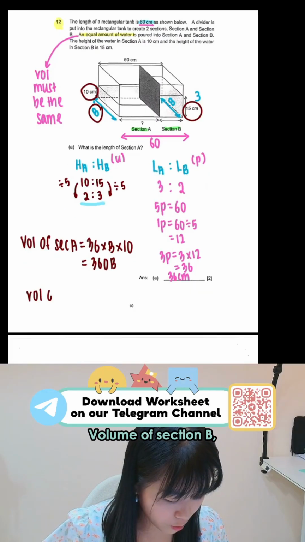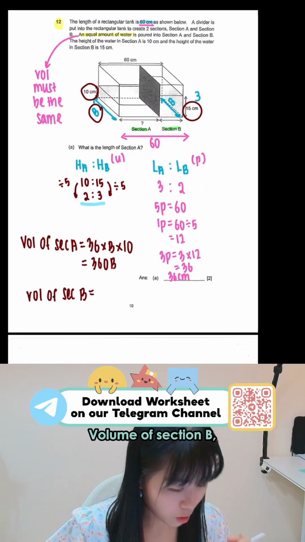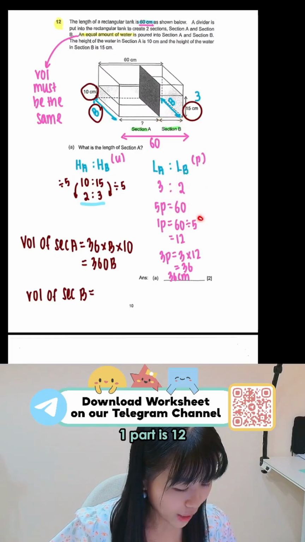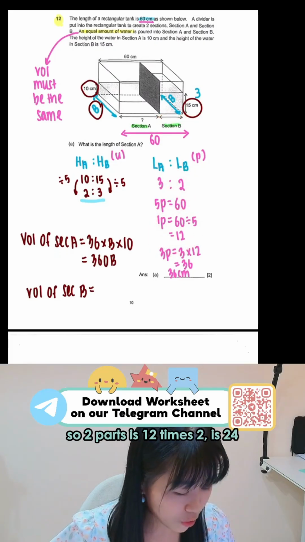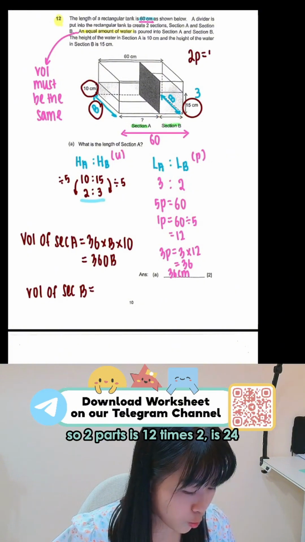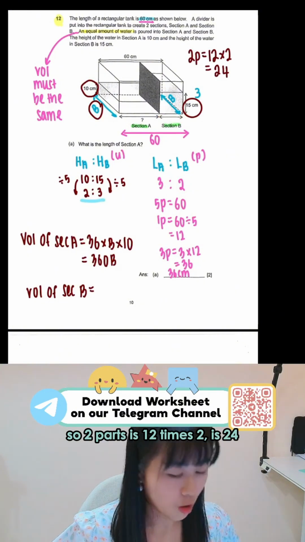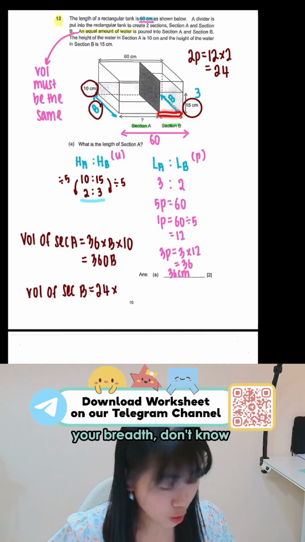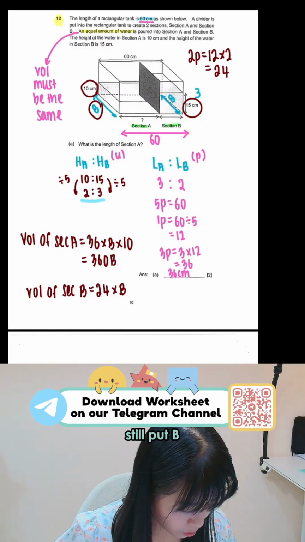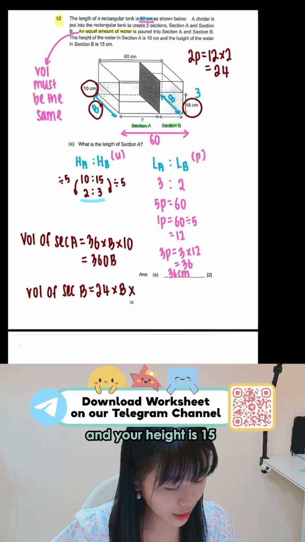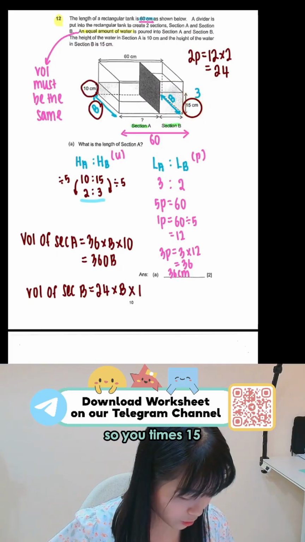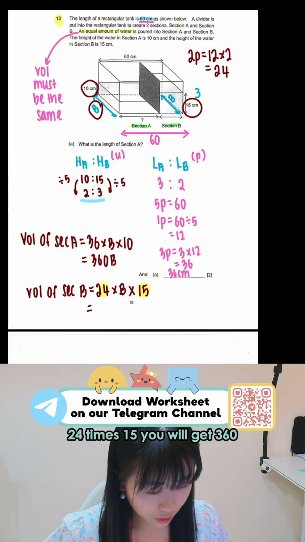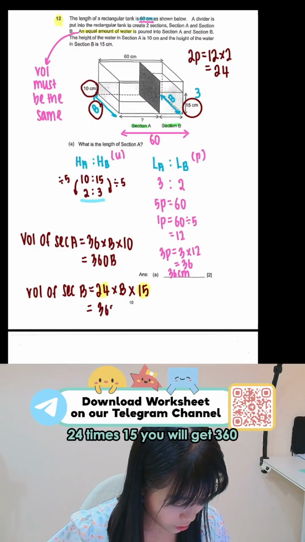Okay? Your volume of section B here is 2 parts. So how do you find 2 parts? 1 part is 12. So 2 parts, 12 times 2, is 24. Okay, so your length is 24 here. Your breadth, don't know, still put B. And your height is 15. So you times 15. Same thing, work around with this. 24 times 15, you will get 360. And then you have a B.